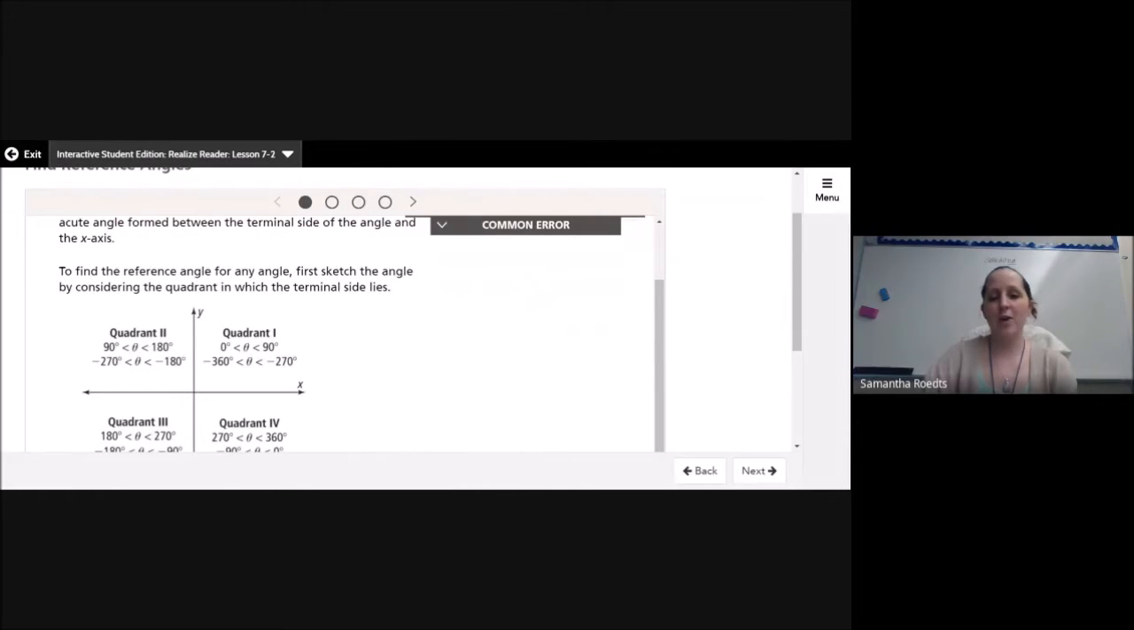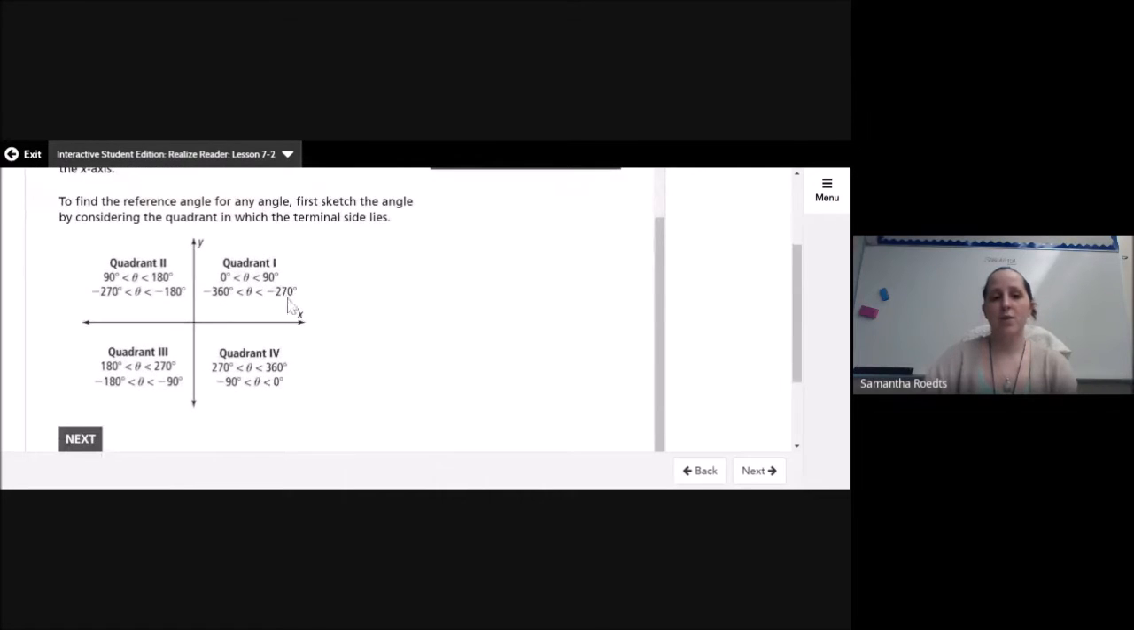So to find the reference angle for any angle, first sketch the angle by considering the quadrant in which the terminal side lies. So for example, it'll be in quadrant 1 if it's between 0 and 90, or negative 360 and negative 270. In quadrant 2, if it's between 90 and 180, or negative 270 and negative 180. In quadrant 3, if it's between 180 and 270, or between negative 180 and negative 90, or quadrant 4 when it's between 270 and 360, or negative 90 and 0. Notice that quadrant 1 and quadrant 4 are opposites of each other, so positive versus negative. Same with quadrant 2 and quadrant 3.